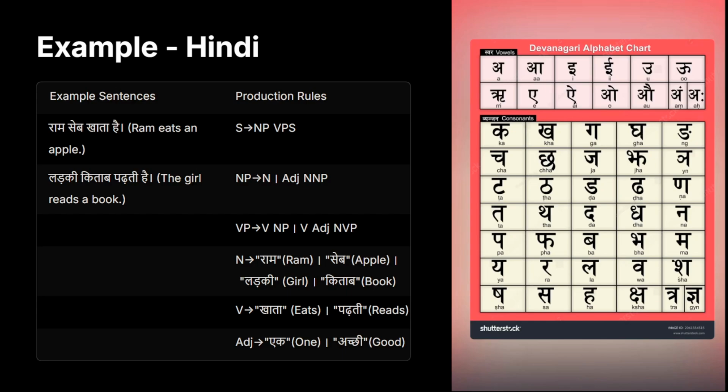For Hindi also, we can use the same concept. There's nothing much difference. Only the language meaning is different. So same like Tamil, this also follows a subject object verb model. So Ram सेब खाता है, लड़की किताब पढ़ती है. So the girl reads a book, Ram eats an apple. Production rules are given below for the same. So we have noun, verb, adjunct, and verb phrase, noun phrase. Same like English, from the production rules you can draw a parse tree and recreate the sentence.